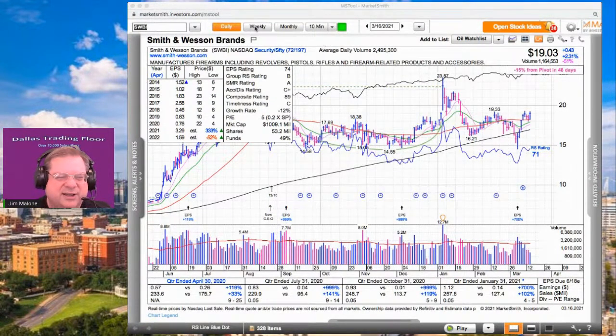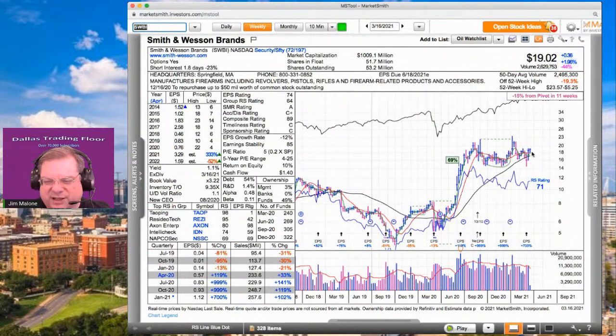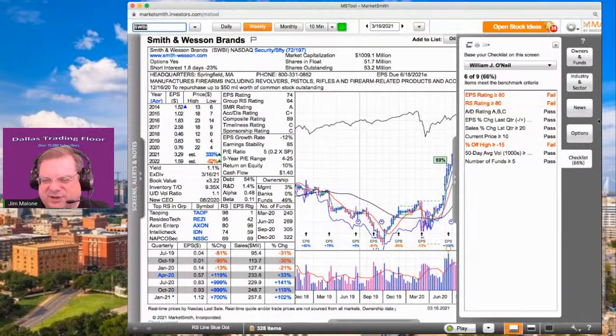Let's go to the weekly. Just kind of want to look to see how we're trading. Yeah, we're above the 40 there, which is good. So, here's the thing. I don't know. I would probably wait on this one a little bit, just because I do think that it needs to show some strength. But let's take a look. It's the 71 relative strength. So it does have a good checklist.